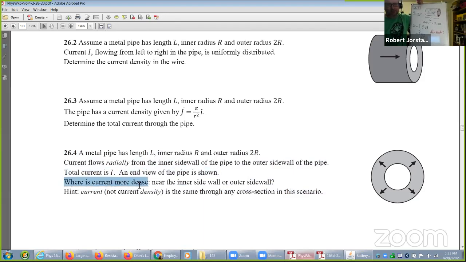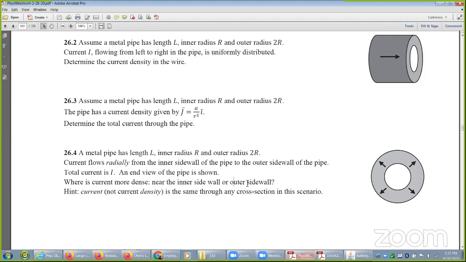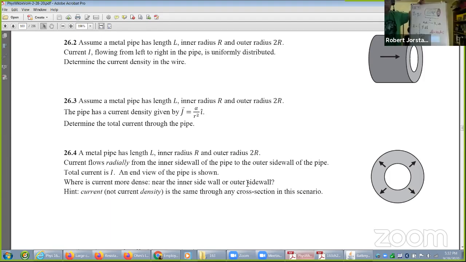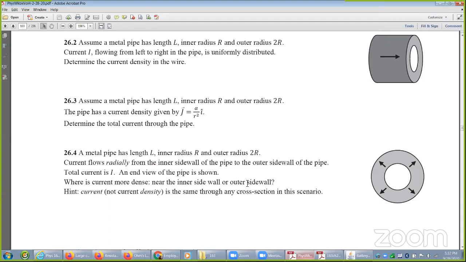Now look at this. Where is current more dense? Near the inside wall or the outside wall? Or is it constant? Total current is I. Is current density uniform or not? Non-uniform. Where is it most dense? Nearest the center. Yeah, exactly.